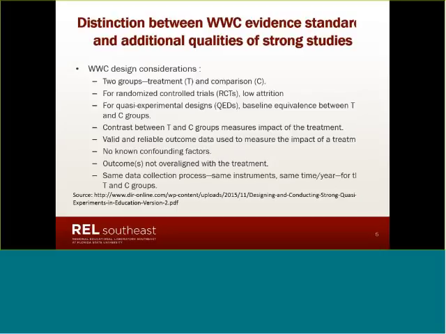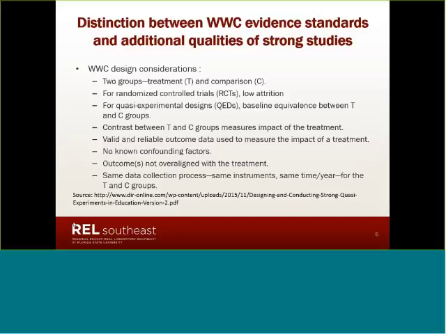As we've done in the past, we're going to highlight some of the things you want to make sure you do to be aligned to the WWC standards. Of course, you want to make sure that you have two groups, a treatment and a comparison group. For an RCT, you want to make sure you have low attrition. For a QED, you want to make sure you have baseline equivalence between your treatment and control groups. And the contrast that you're looking at between your treatment and control groups should be designed to measure the impact of the treatment. You want to have valid and reliable outcome data used to measure the impact of a treatment. You want to avoid confounding factors. You want to make sure that your outcomes are not over-aligned with the treatment. And you want to make sure that you have the same data collection process, same instruments, same time of year for both the treatment and control groups.